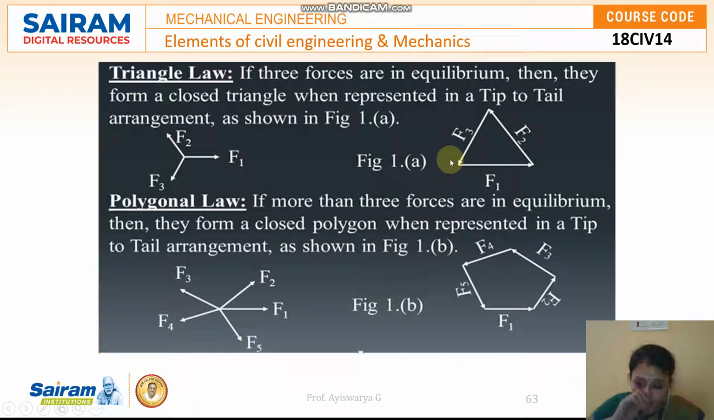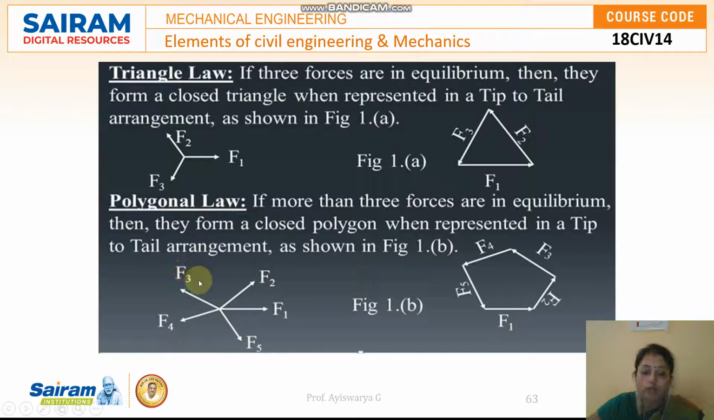Okay, so you can take three forces, F1, F2 and F3. You should consider it as a closed triangle. For example, F1, F2 and F3, without changing their direction, look like a triangle, right? So it is represented in tip to tail arrangement.